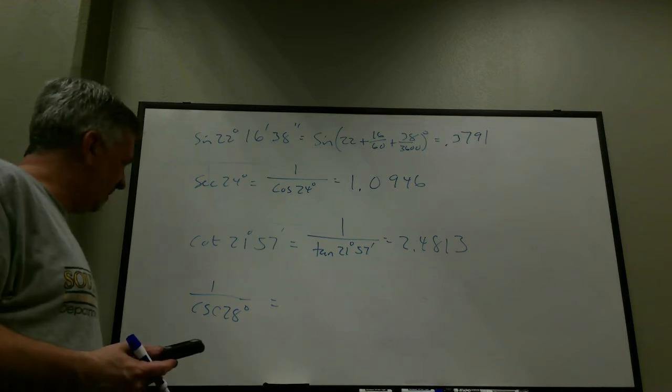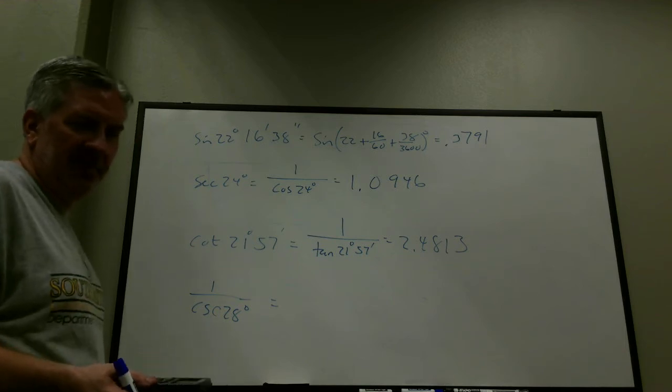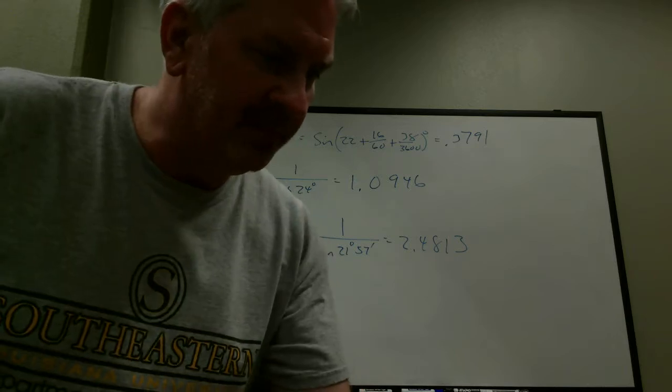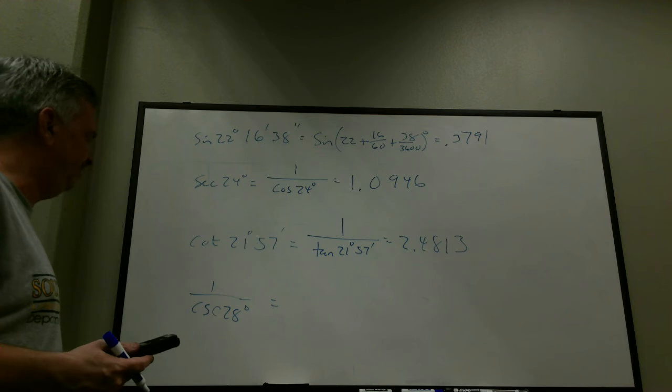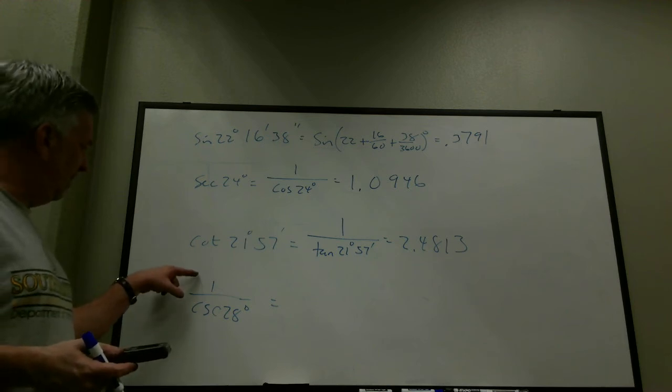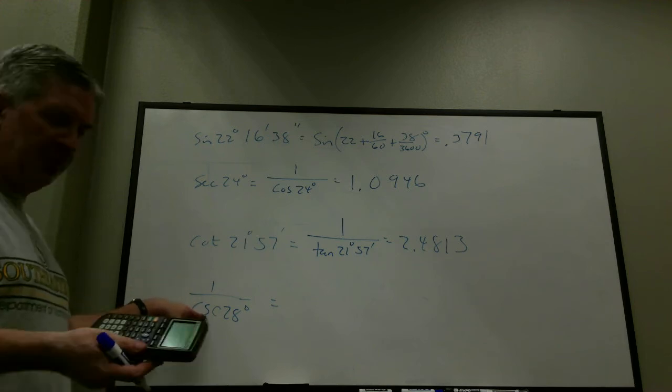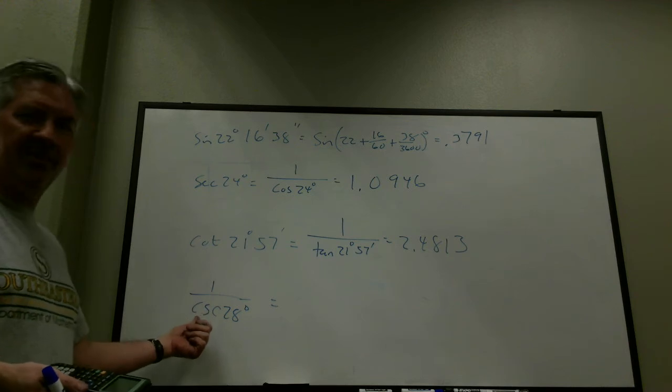Right, now this last one, they're trying to be tricky. Well, I say they. I apparently made up this problem. Okay, so what you could do, remember, there's no cosecant button, but cosecant's a reciprocal of sine, so you could think of this as 1 over sine.